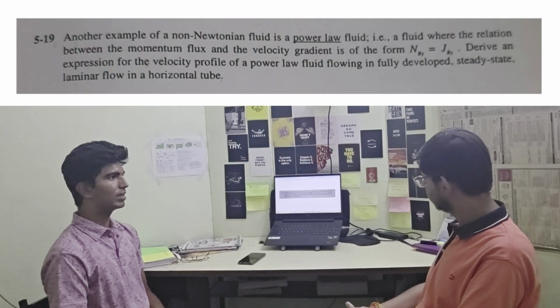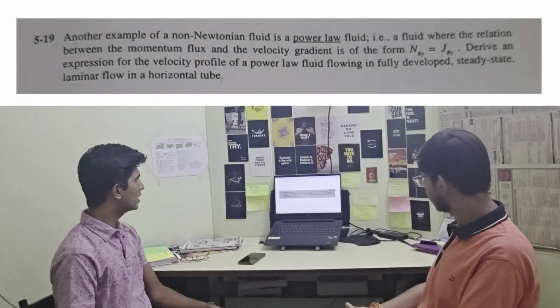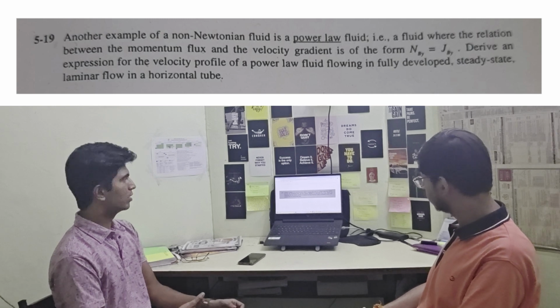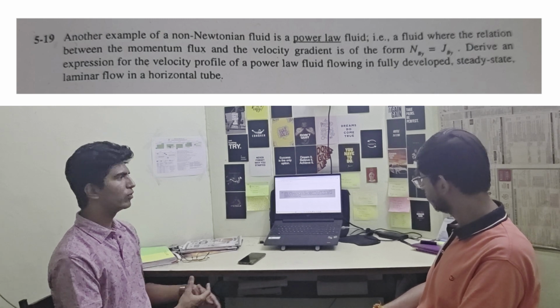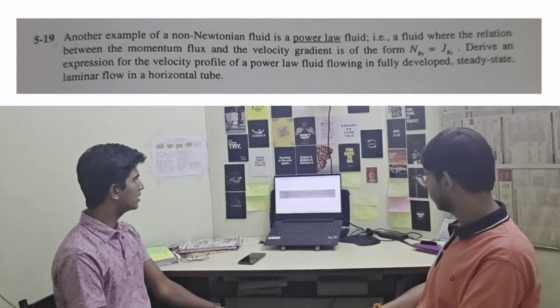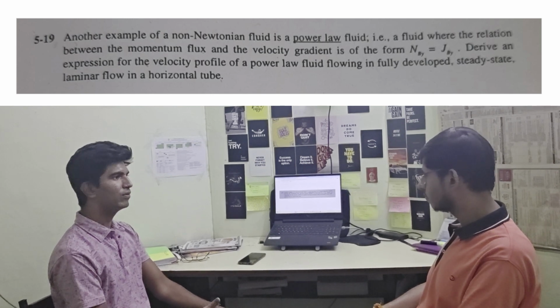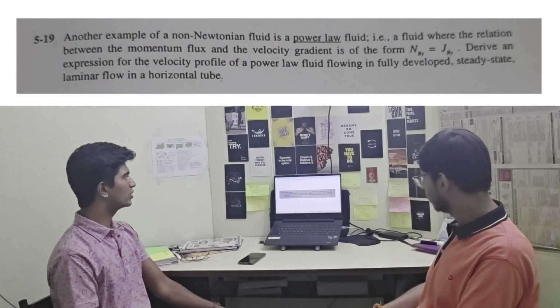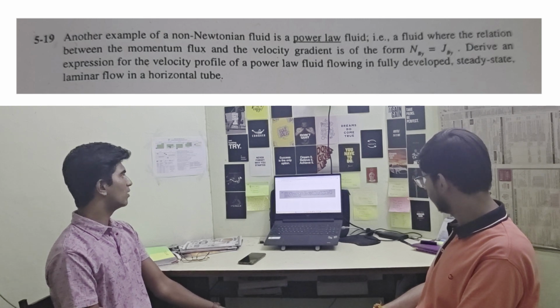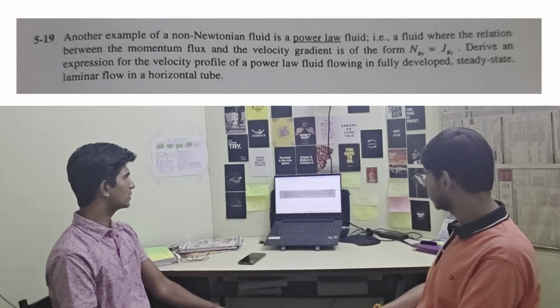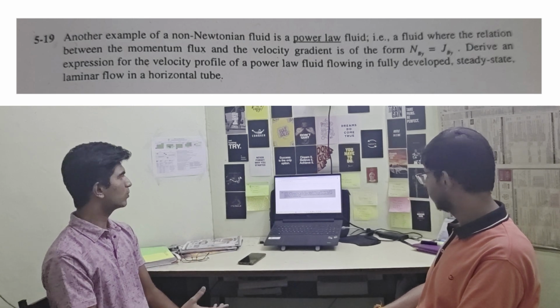So Nalin, there's another problem which says that there is a non-Newtonian fluid which is a power law fluid, right? So it means a fluid where the relation between the momentum flux and the velocity gradient is in the form of tau equal to j to the power n. We have to derive a velocity profile equation for the power law fluid, which is in a fully developed steady state laminar flow in a horizontal tube. So how can we approach the solution?